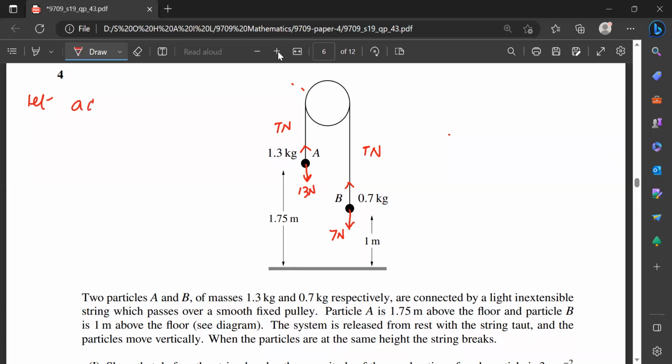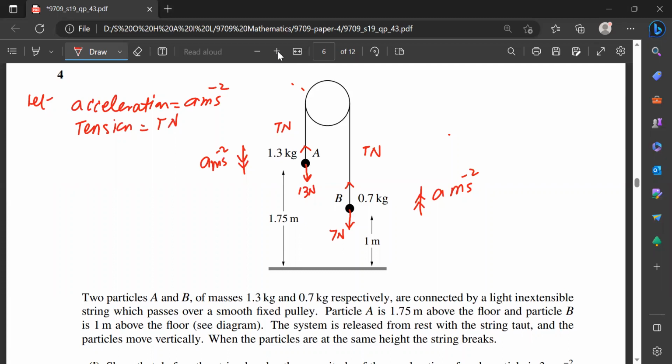Let the acceleration of the particles be A meters per second square. Same acceleration because they are connected. This particle is coming down at A meters per second square and this is moving up, again at A. So acceleration is common because the string is light and inextensible. And let the tension in the string be T newtons.